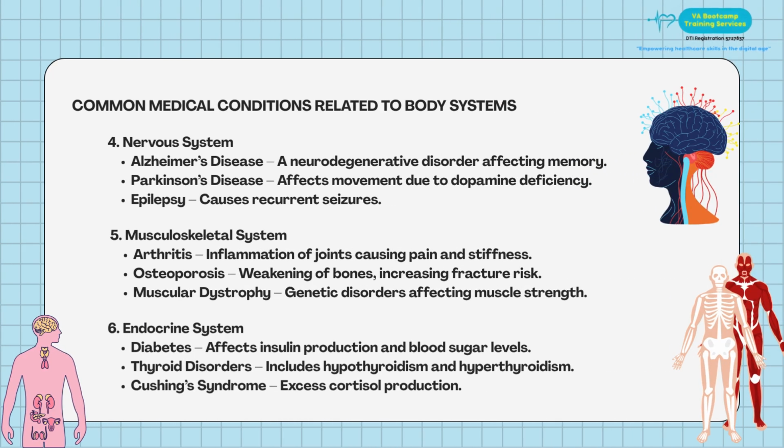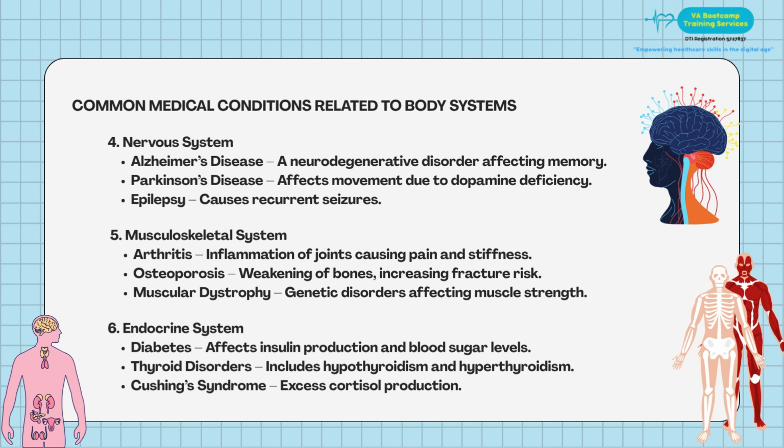4. Nervous system. Alzheimer's disease, a neurodegenerative disorder affecting memory. Parkinson's disease affects movement due to dopamine deficiency. Epilepsy causes recurrent seizures. 5. Musculoskeletal system. Arthritis, inflammation of joints causing pain and stiffness. Osteoporosis, weakening of bones, increasing fracture risk. Muscular dystrophy, genetic disorders affecting muscle strength.